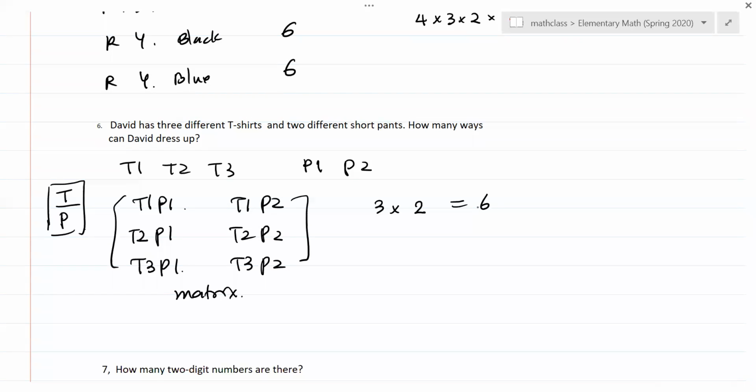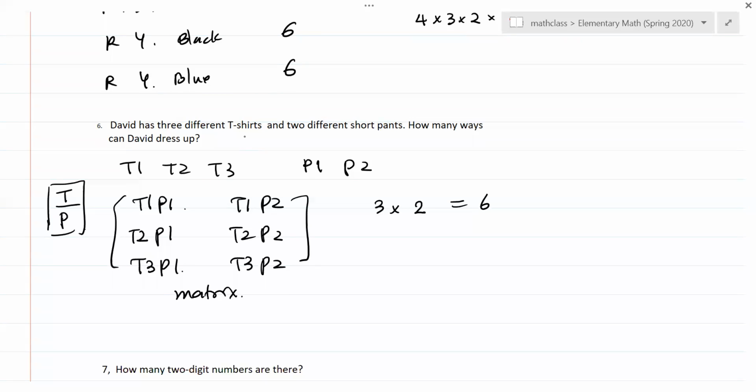So we call the product rule here. If you have 3 choices for the t-shirt and 2 choices for the pants, then how many different combinations can you get? It's 3 times 2. Okay, remember that.